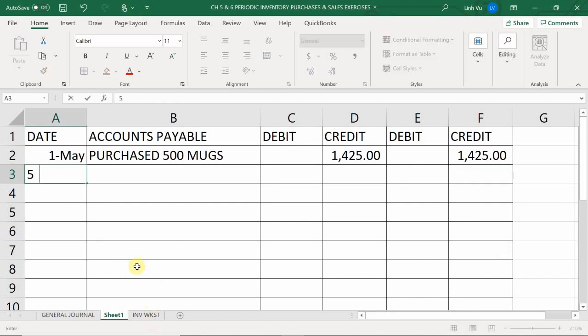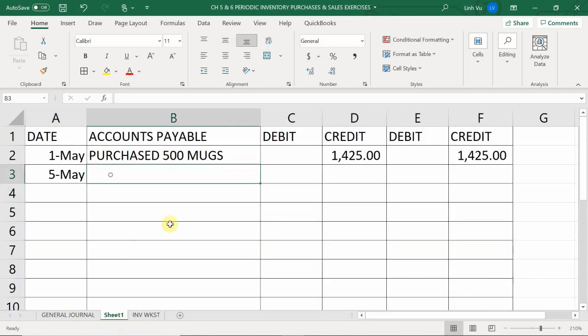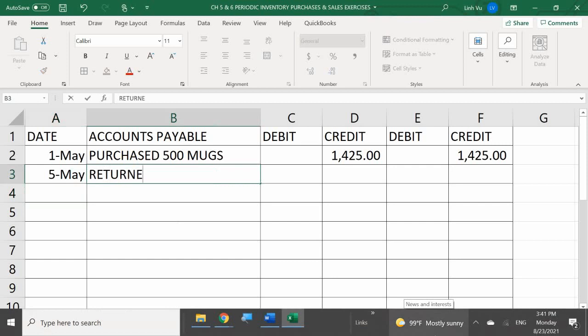But then on May 5th, 5 days later, we ended up returning 15 mugs and got a full refund. So therefore, we got $39.75 back as credit. In this case, we debited our account for $39.75. So therefore, we returned 15 mugs, full credit, full refund. Okay?